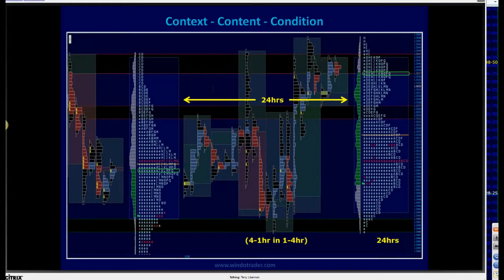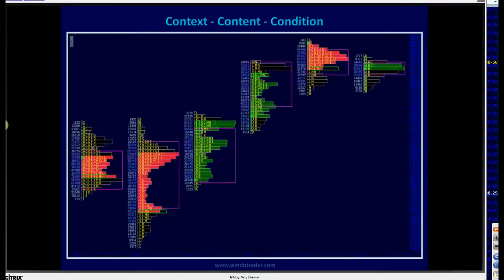But if you'll notice, there are little dollar signs right here. He can tell, based on the way that he's configured the software, where the 100 lots or greater have traded. What he's looking for there is to see where size came into the market. So he has the 24 hours here for the session, he has the 24 hours in a profile format, and he's also able to see inside of each 4-hour candle the 1-hour time frames.